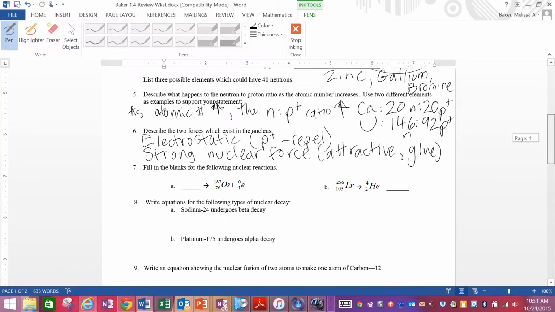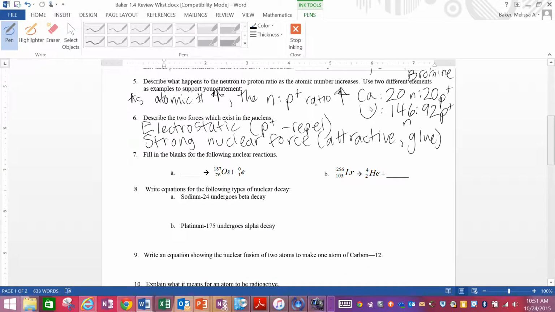Alright, number 7, we've got to fill in the blanks for these. This is tricky because this is asking you to predict the original atom before it underwent beta decay. Well, we know in beta decay the atomic number goes up by 1 and the mass stays the same. So let's start with the mass because that's the easy part. And if this went up by 1, that means it started as 75. And then use your periodic table. Re is the element that's number 75.